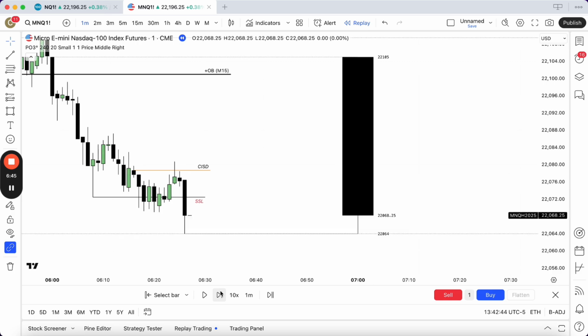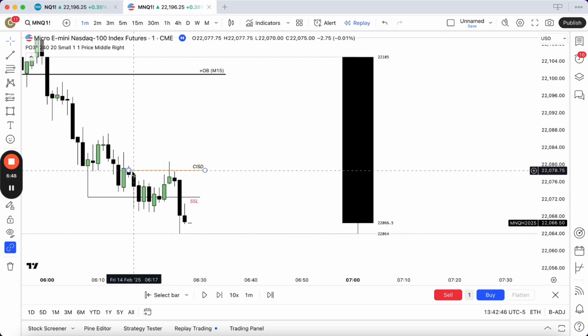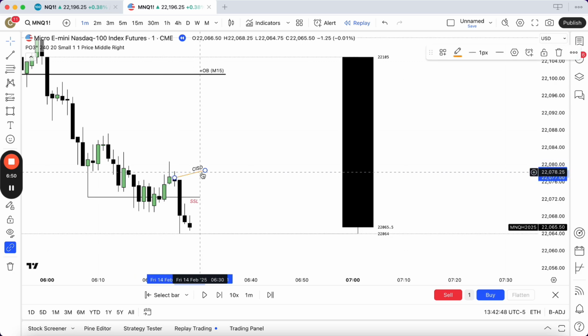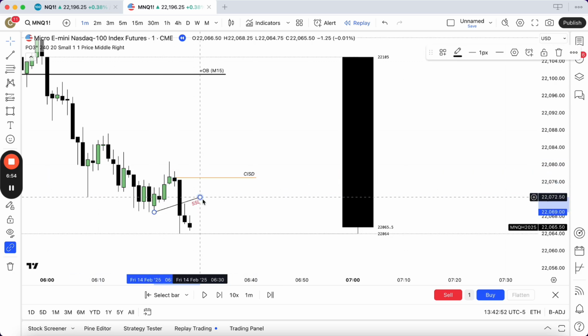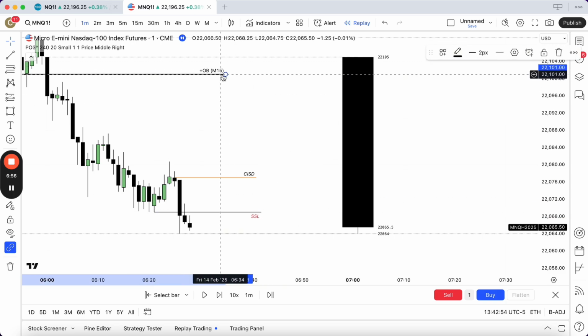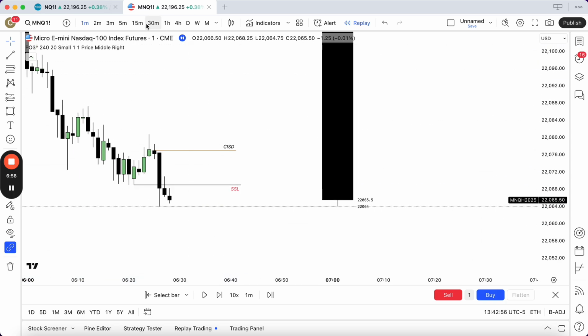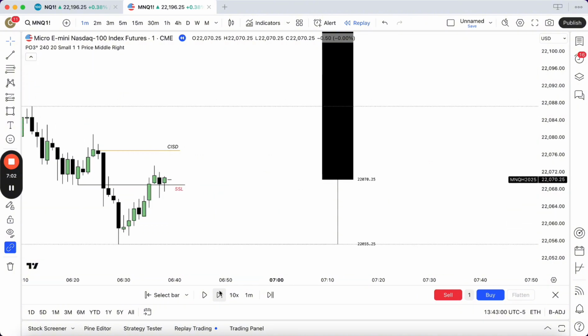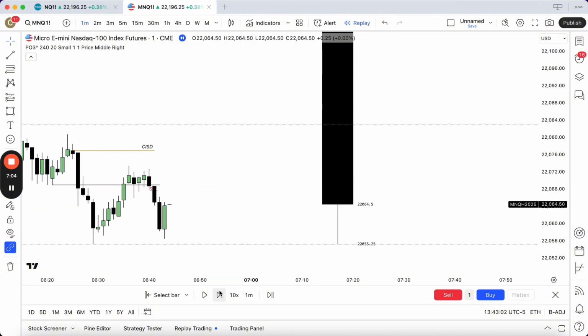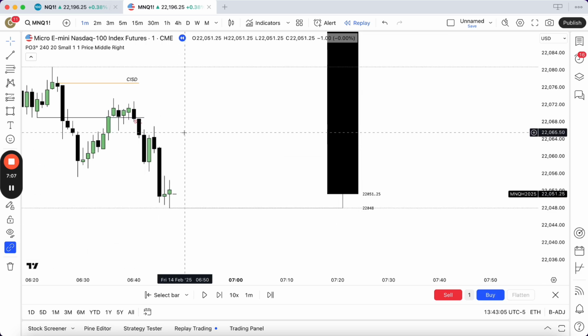No closure, no closure. Swept lows again. So this is the new change in state level. Okay, as you can see, swept lows. All right, let me delete that. See what happens. Okay, if we sweep lows again, we swept lows again.